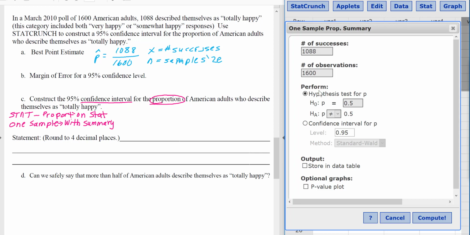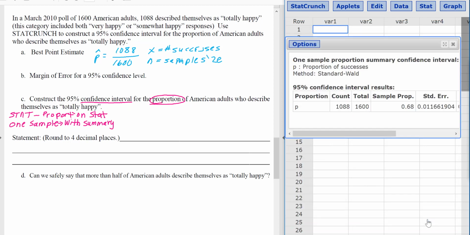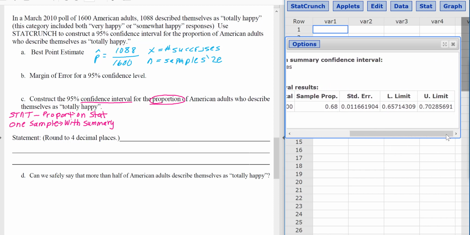Then under perform, we can either choose a hypothesis test or a confidence interval. We're going to select the confidence interval for P button. Our confidence level in this case is 95%, so we're going to leave our level as 95%, and we're not going to change our methods. So go ahead and hit compute. On our screen, I'm going to scroll over, and we can see our lower limit and upper limit.